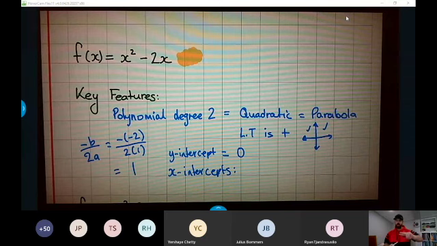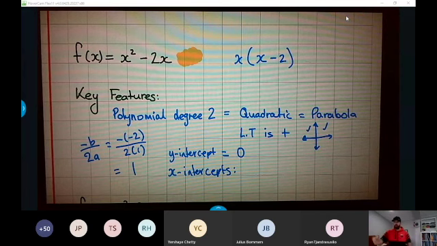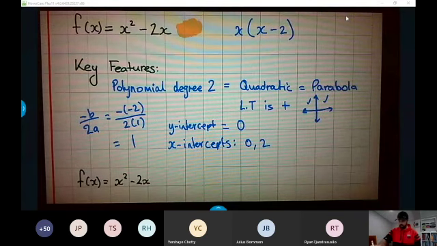The two ways I would suggest would be factorize and then quadratic formula. But this one's going to factorize to x outside of x minus 2. So if we've just factorized it to x outside of x minus 2, what are our x-intercepts going to be? 0 and 2. Beautiful. So through all that, we've got a really good mental image about what this parabola is going to look like. I'll just change colors, and down the bottom right here.